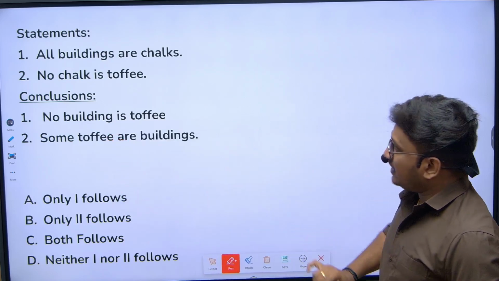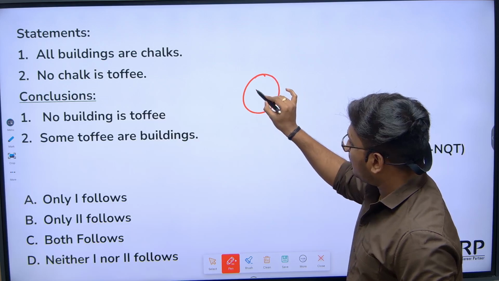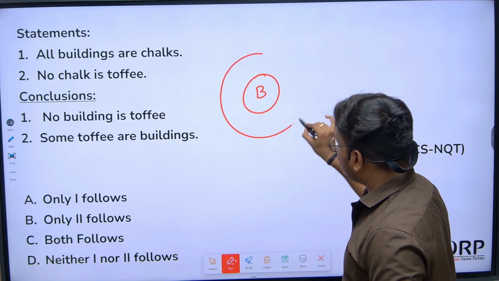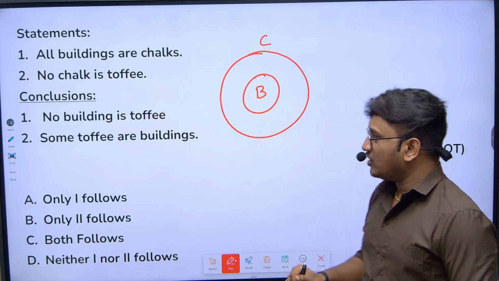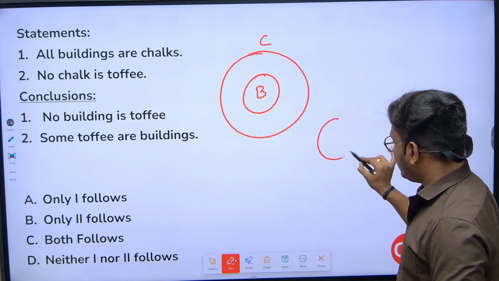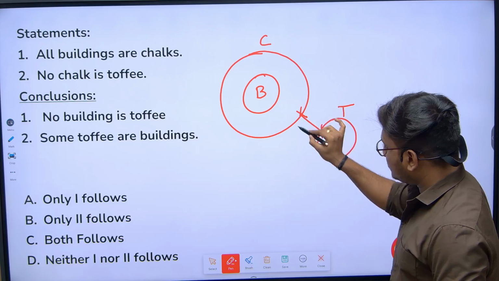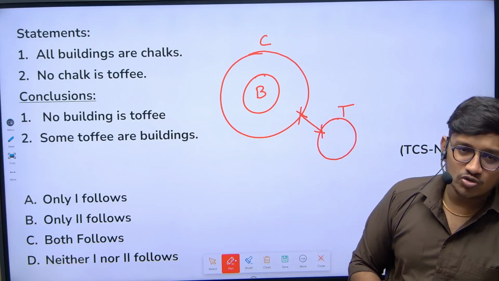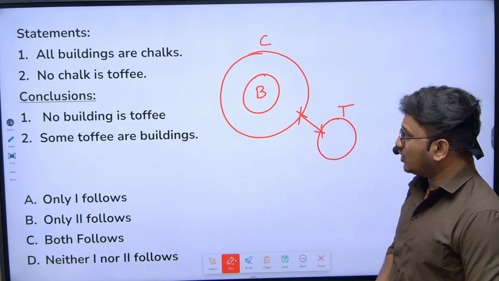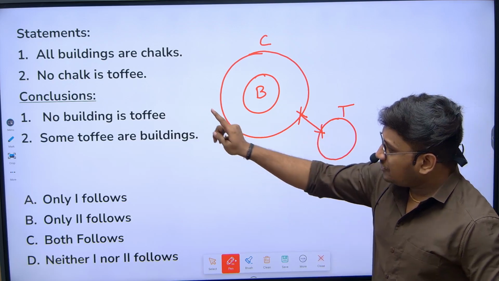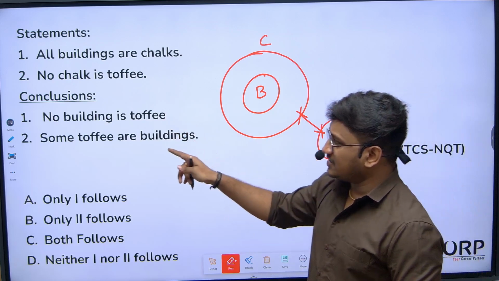Let's say all buildings are chalks. All buildings are chalks. No chalk is toffee. Let's assume that here we have a toffee. So no chalk is toffee means this toffee and chalk circle should not touch each other. This is the diagram.